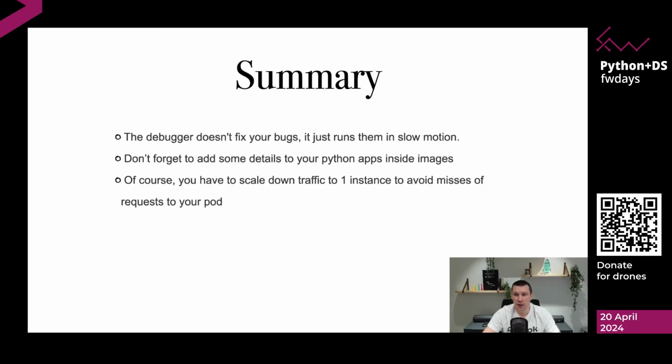Of course, you have to scale down the traffic on your Kubernetes application instances to avoid missing requests to your pod, because I showed you only a simple pod with one instance, but usually in production you have a deployment which has like 5 or 20 instances of the app, and if you try to debug it with the tricks I showed you and navigate to a specific URL of your app, Kubernetes will route your request to a specific pod, but you connected to a different one, so you will miss the request. So for debugging needs, scale down as much as you can.